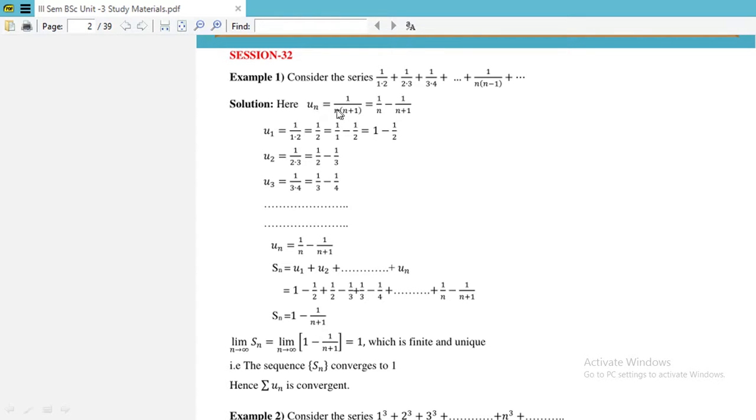un is equal to 1 divided by n into n plus 1. u1 is equal to 1 divided by 1 into 2, which is equal to 1 minus 1 by 2. u2 is equal to 1 by 2 minus 1 by 3. u3 is equal to 1 by 3 minus 1 by 4.